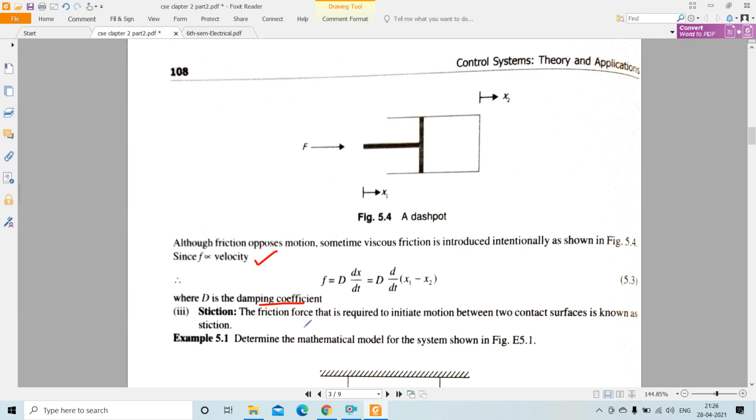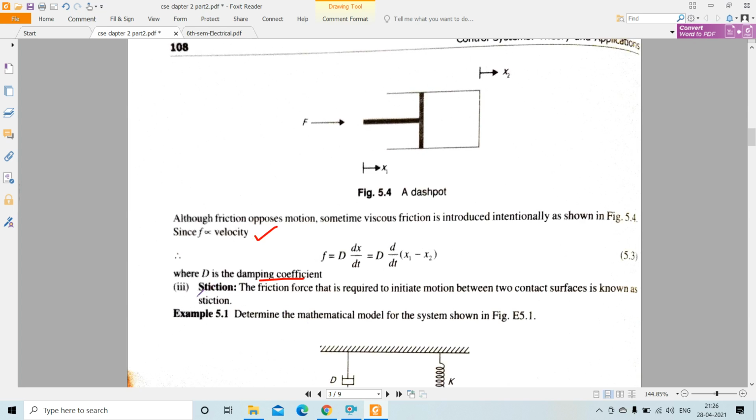So this is all about your mechanical system. Another term is friction. What is this? The friction force that is required to initiate motion between two contact surfaces is known as friction. So this is all about your mechanical system.